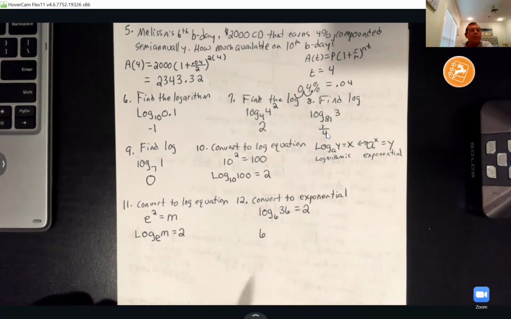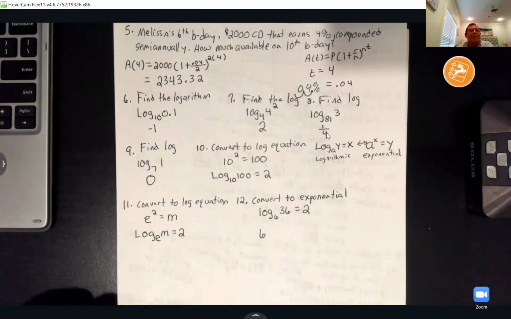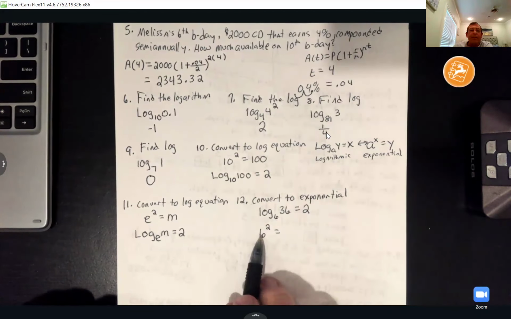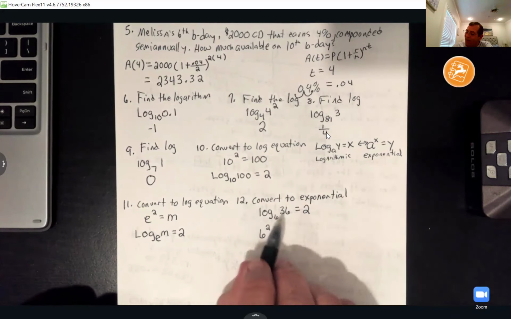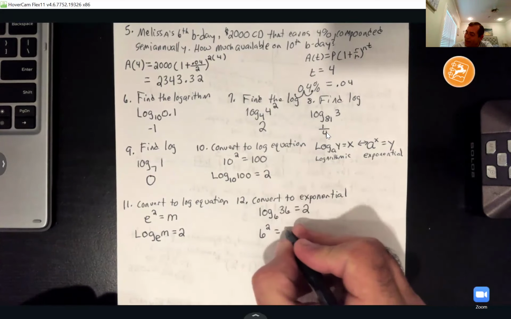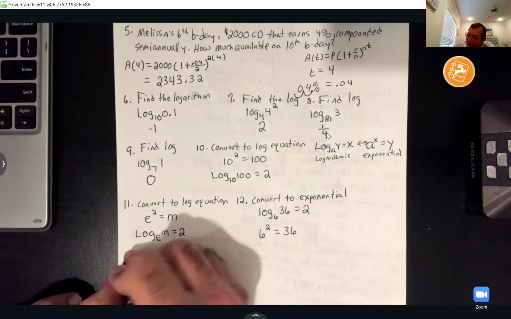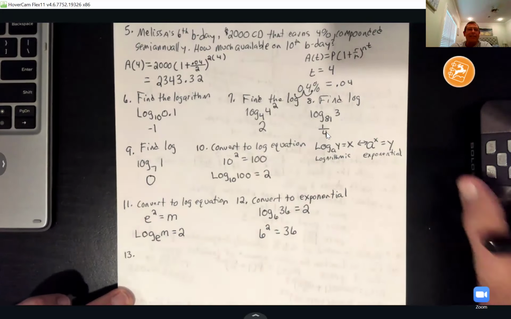What am I putting for the exponent? What's going to be my x? All right, so that's going to be a 2. And 6 squared equals my result of 36. All right, so y'all doing it online. Good job. Now, knowing that, let's get this next one, okay?